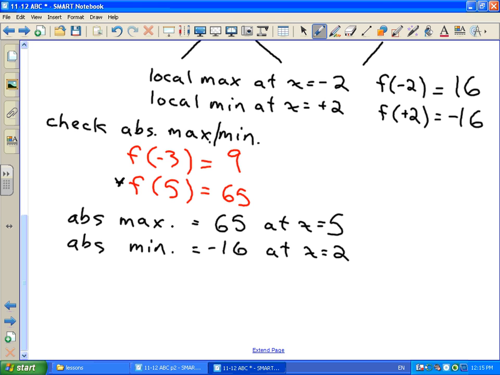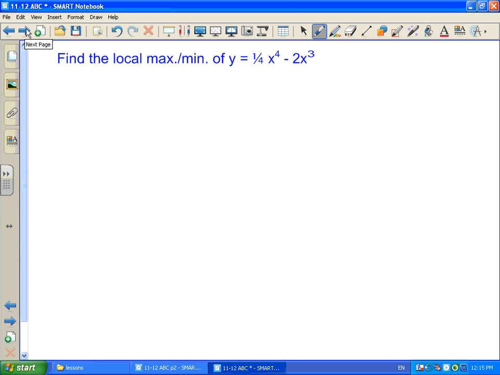I want to do one more example here. Maybe you guys can explain to me how we do this one. Find the local maximum and minimum of y equals 1/4 x to the 4th minus 2x cubed.